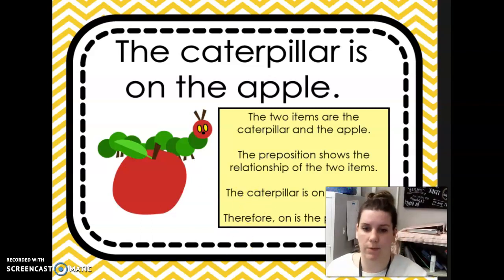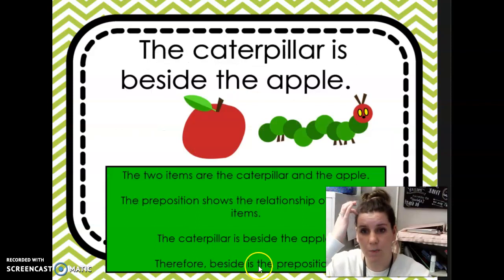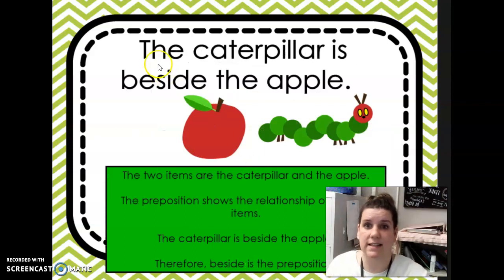Let's look at the next one. This one, from reading a sentence, it says the caterpillar is beside the apple. We have the caterpillar again. We have the apple again. Well, what's the relationship between the two? Where are they? Well, the caterpillar is beside. So beside is then your preposition.